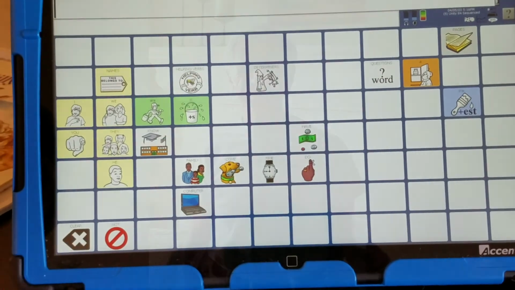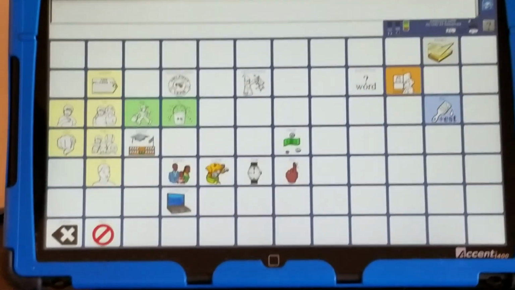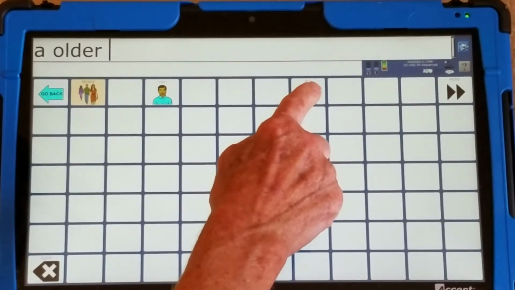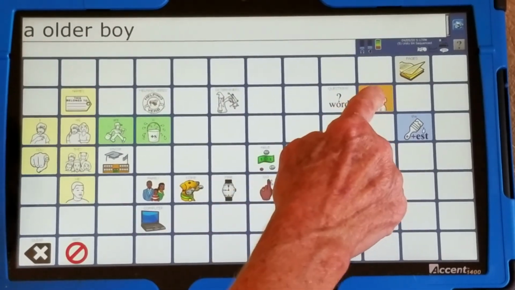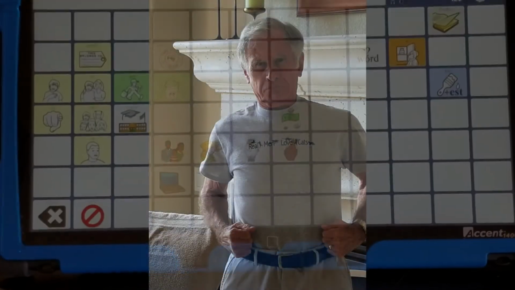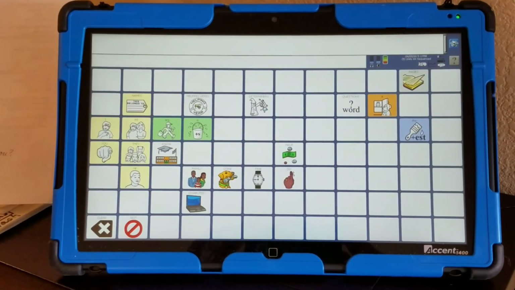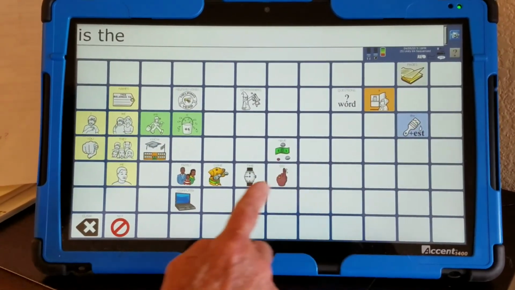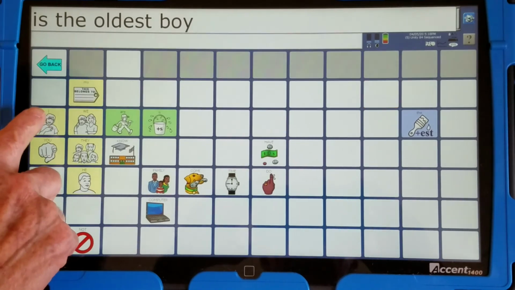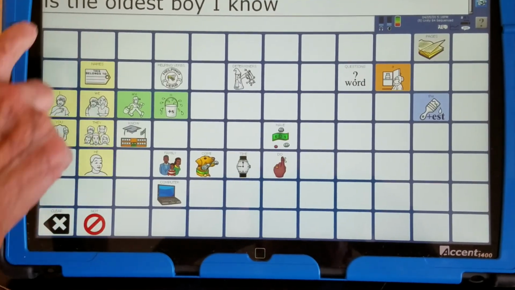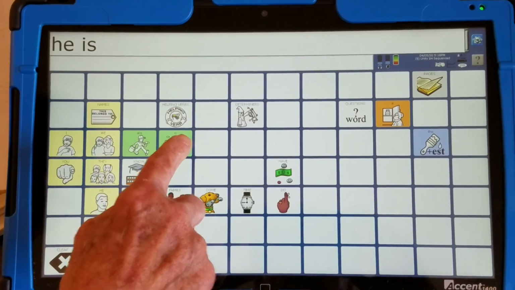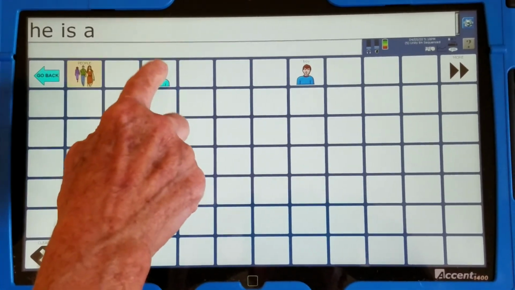He is an older boy. Sometimes an older boy is called a man. Randy is the oldest boy I know. He is the oldest boy I know. He is a man.